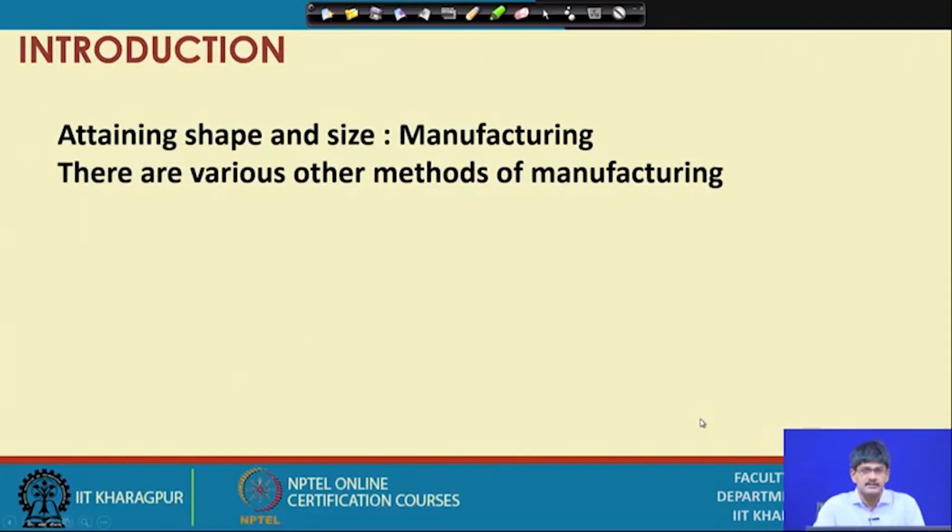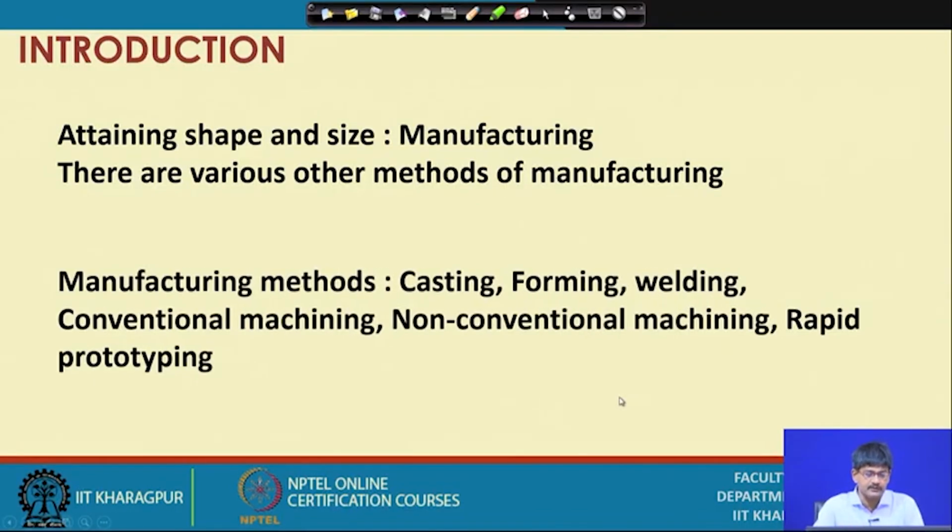Attaining predetermined shape and size, this is what manufacturing is all about. We can have different ways of manufacturing these shapes and sizes, and metal cutting happens to be just one of them. So, let us have a look. What are these methods by which we can manufacture parts of different shapes and sizes?